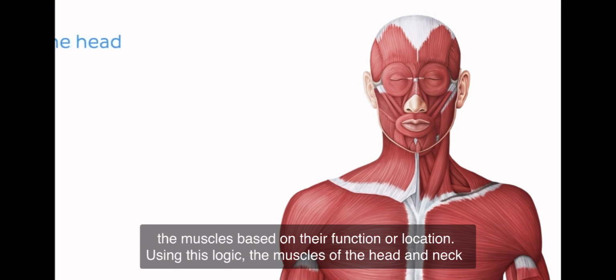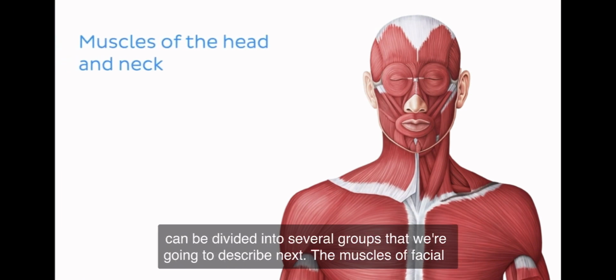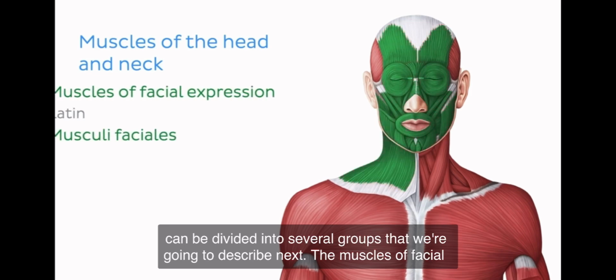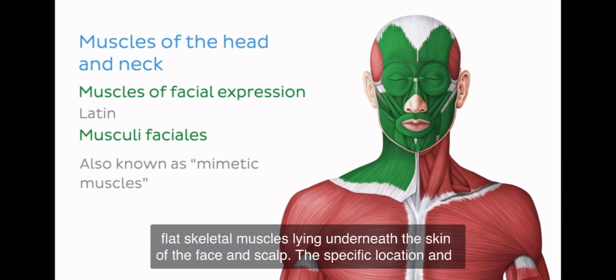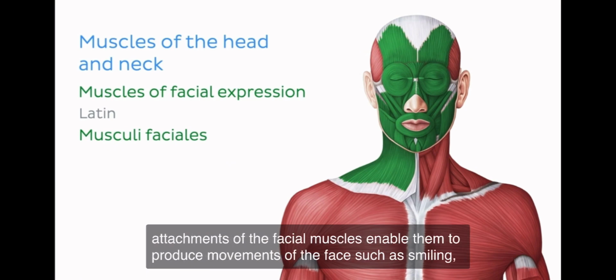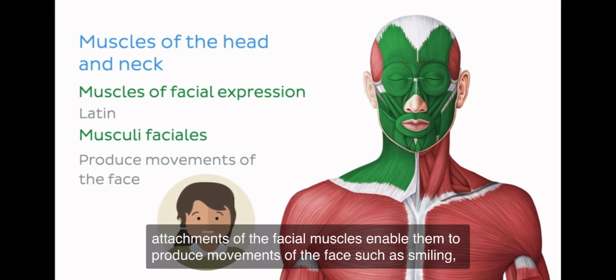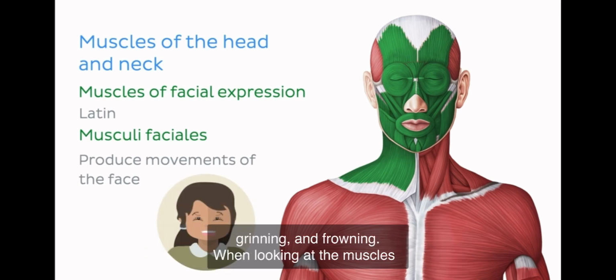Using this logic, the muscles of the head and neck can be divided into several groups that we're going to describe next. The muscles of facial expression, which you can see here, also called the mimetic muscles, are a group of about 20 flat skeletal muscles lying underneath the skin of the face and scalp. The specific location and attachments of the facial muscles enable them to produce movements of the face, such as smiling, grinning, and frowning.